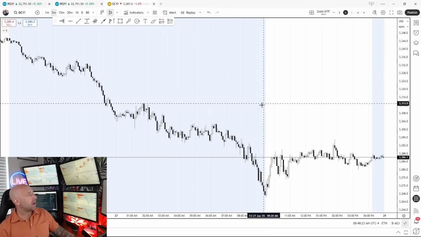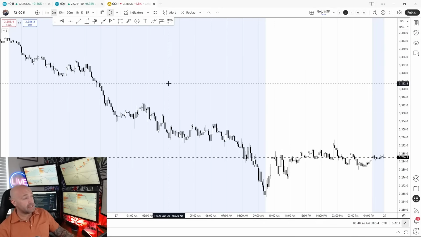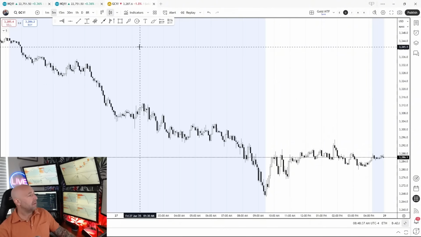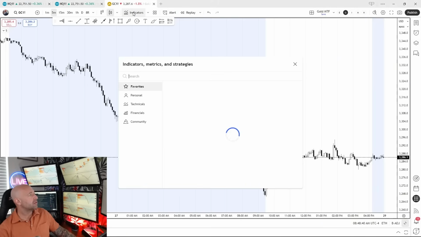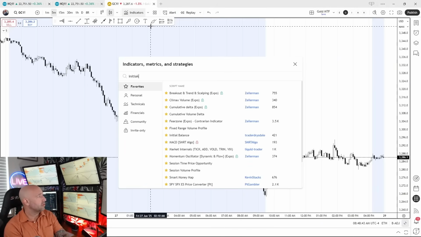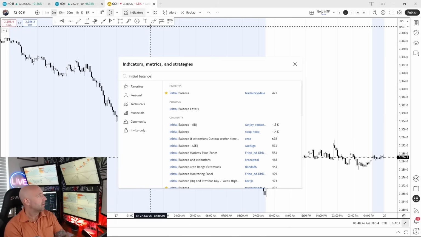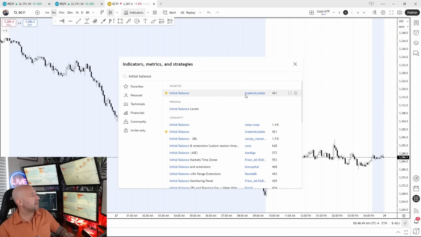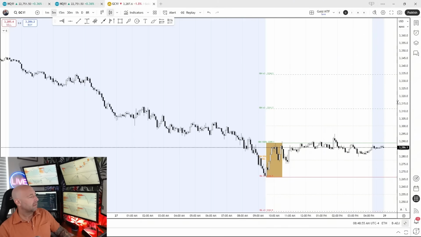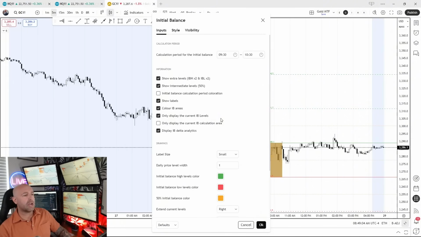This is a 5-minute chart on gold. To be specific, this is GC, the CME's gold futures contract. First of all, to install the initial balance indicator, you're going to go to Indicators on TradingView. You're going to search the initial balance, and you're going to select this one right here by Trader Drysdale. Once it's installed, you're probably going to have to change the settings a little bit. Depending on which contract or product you're trading, you need to adjust the initial balance time.